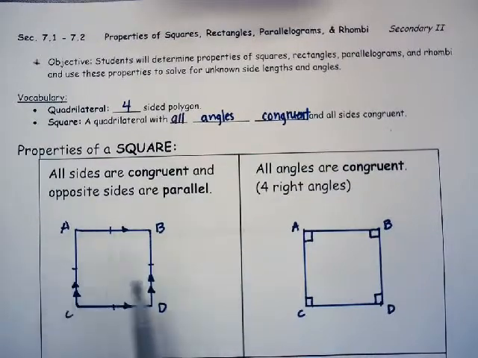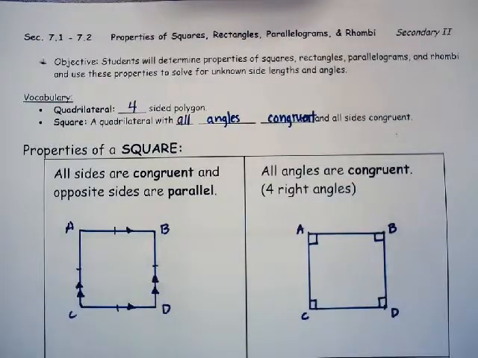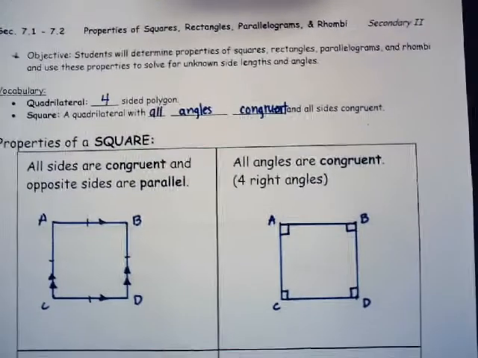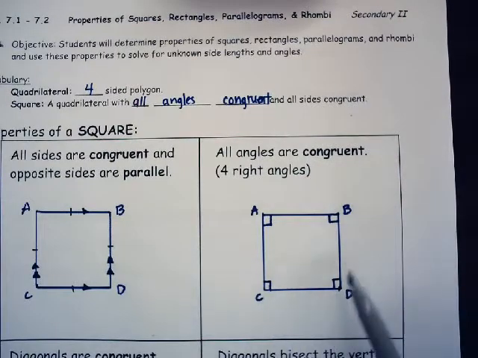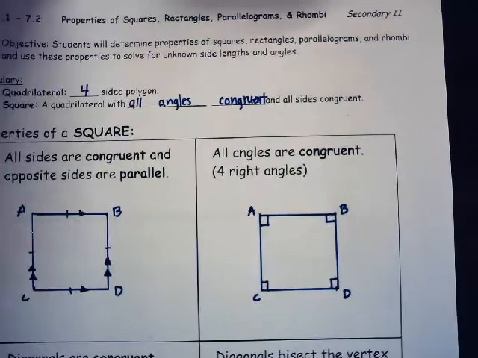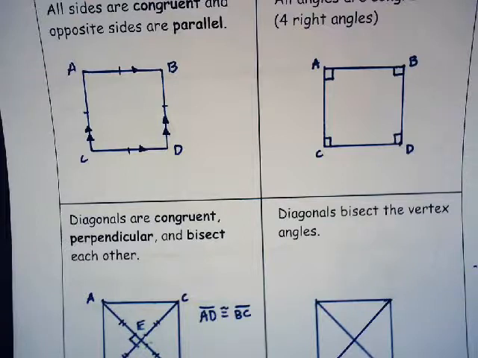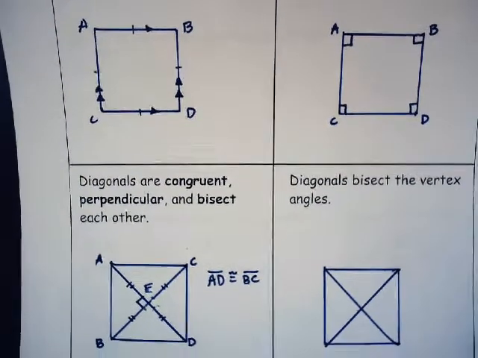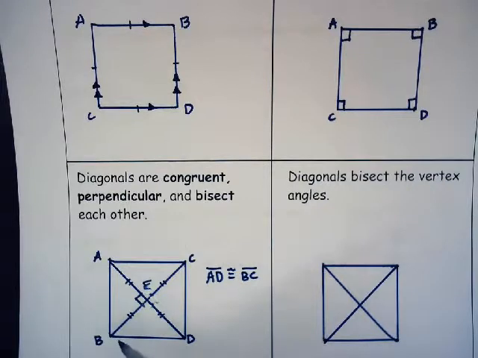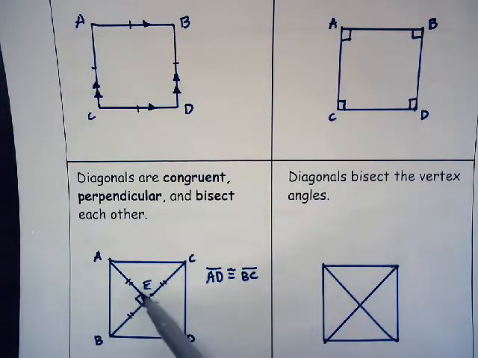So all sides are congruent and opposite sides are parallel, and those are the markings that state that. All the angles are congruent, so there are 4 right angles here on a square. That's why it can also be a rectangle. The diagonals are congruent, they're perpendicular, and they bisect each other. So that fits the definitions of the diagonals on a rectangle and a rhombus. So that's why a square is a rhombus and a rectangle. So I made the markings that they bisect each other, they're congruent, and they meet at a 90-degree angle here.